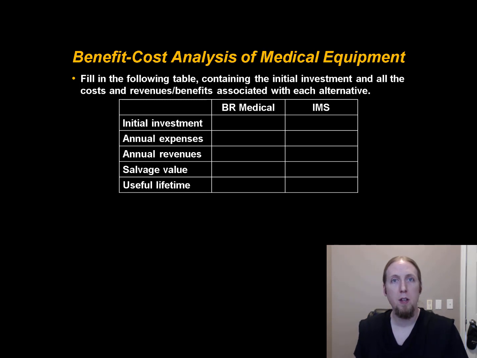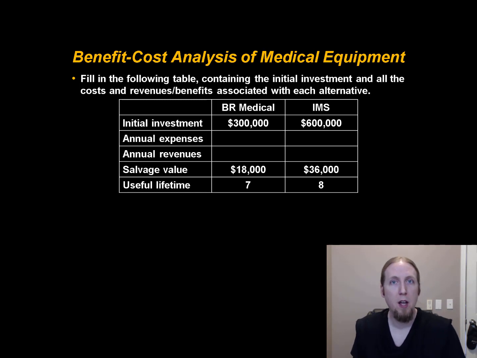Okay, so let's start with the easy items. We have some things that were given in the problem that don't require any calculation. That includes our initial investment, our salvage value, and the useful lifetime. So we can just fill those in right off the bat without having to do any sort of conversion at all. However, our expenses and revenues are a little bit more complicated.